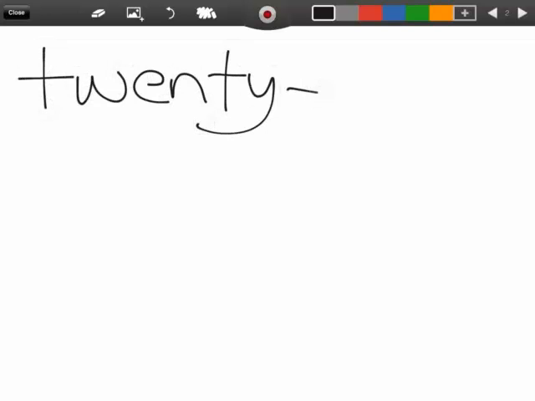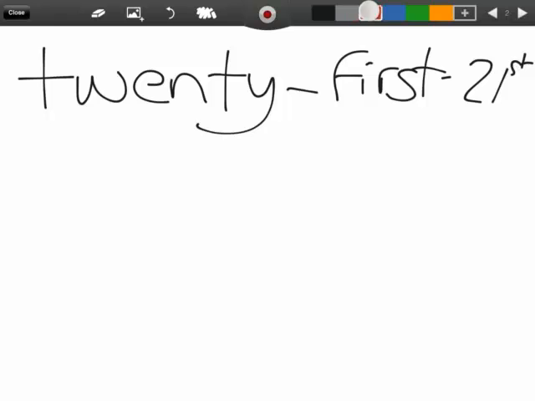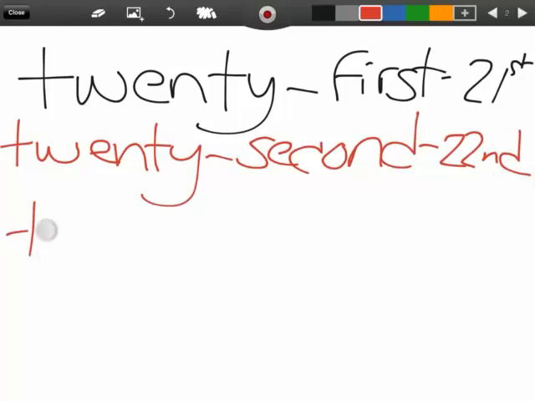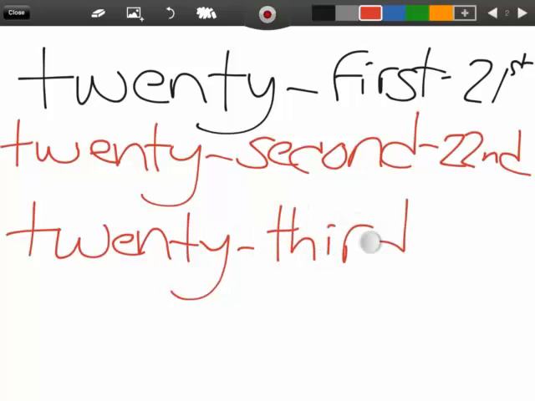Now we are moving on to the 20s. They are 21st, 22nd, and 23rd. I'm going to go ahead and read that to you. Is 21st, 22nd, and 23rd. Moving on.